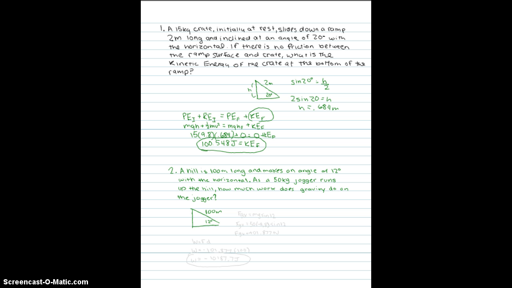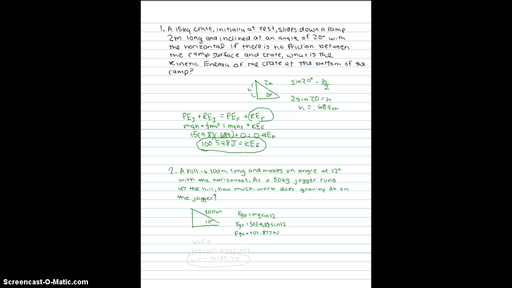So Fgx is equal to mg sine of 12, and then we're going to plug in some numbers for that. And we get 50 times negative 9.8 sine of 12. So simplifying that, we will get a value of 101.877 newtons.